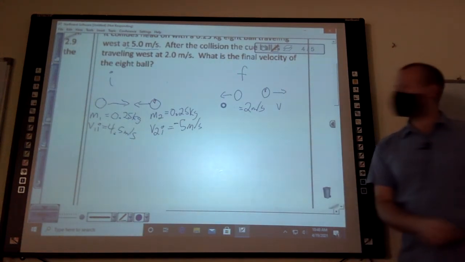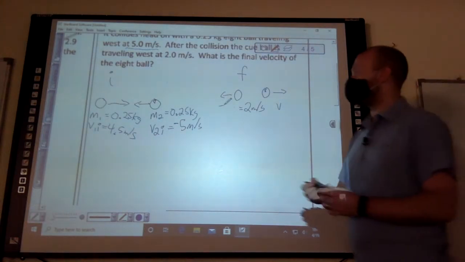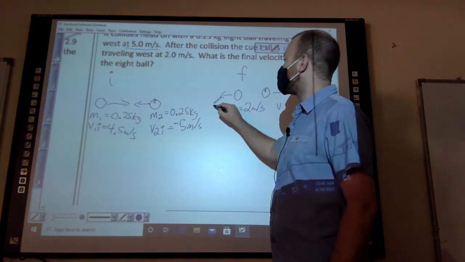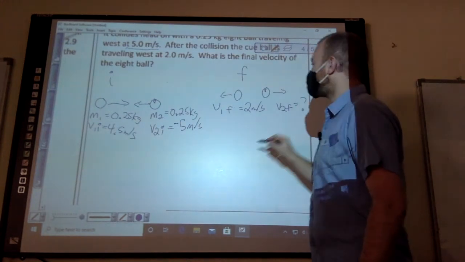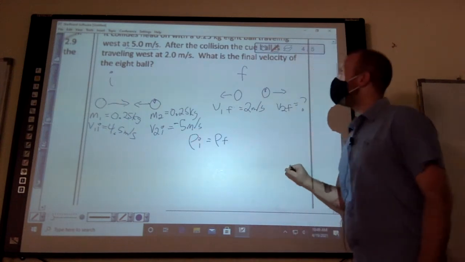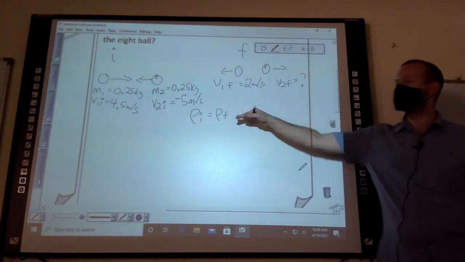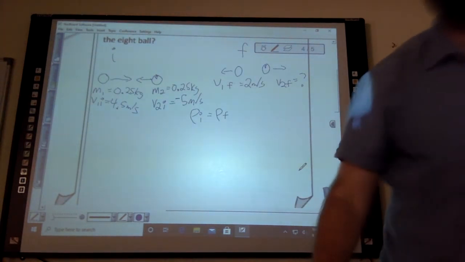So since this is a conservation of momentum question, you're going to get 1 mark anytime you write momentum initial equals momentum final. That's going to be 1 mark out of 4 or 5 marks. So it's a very easy mark for you to get just to start off with that. So V1F and V2F is what we're looking for. So momentum initial equals momentum final. This is the whole idea with conservation of momentum, is this one statement. So it's good. That's why it's worth a mark.